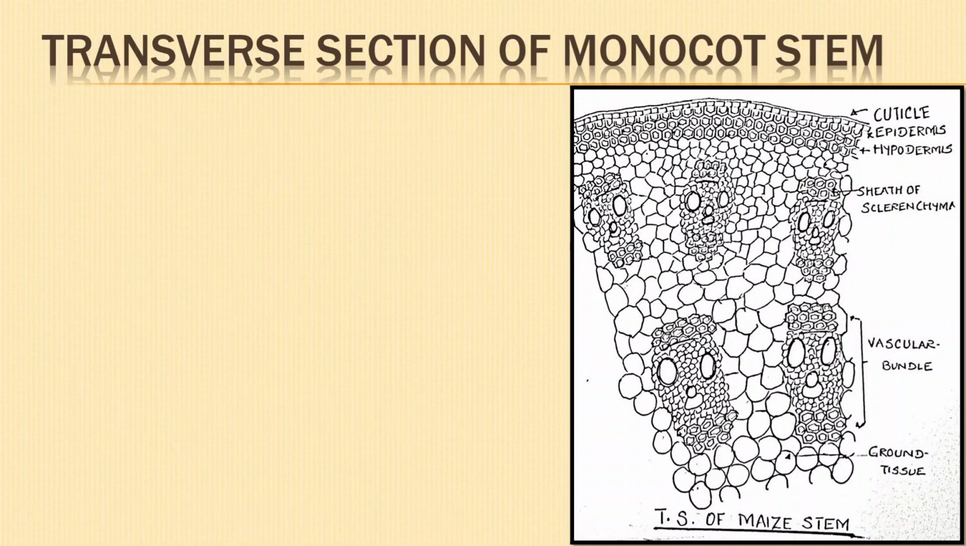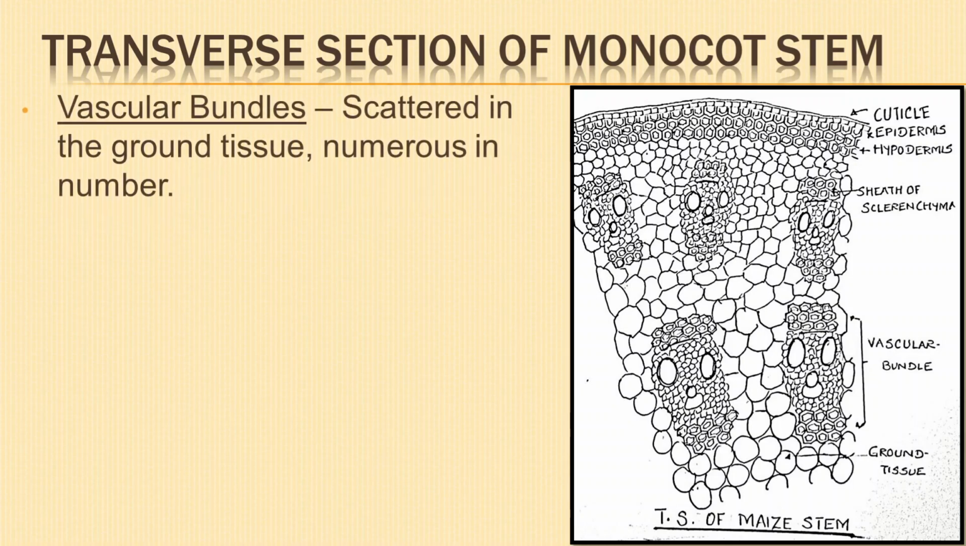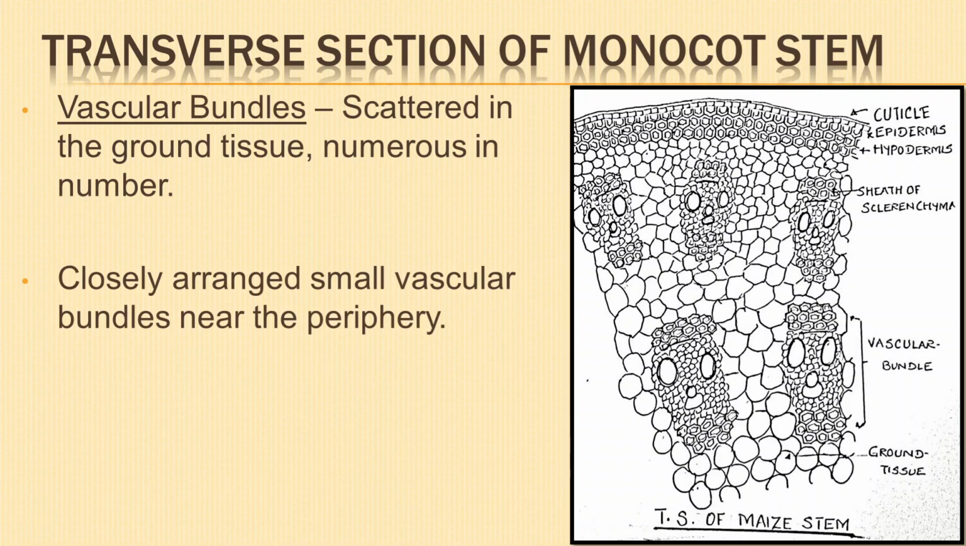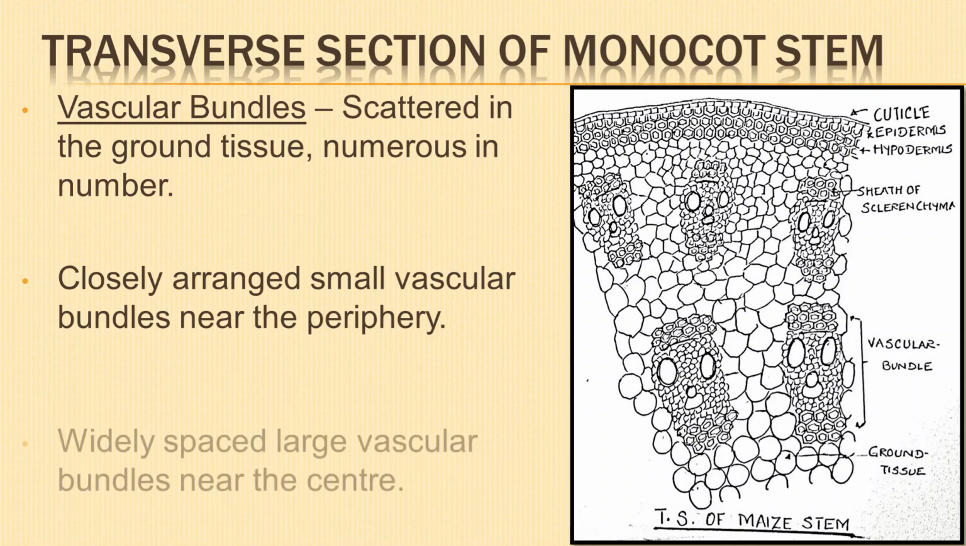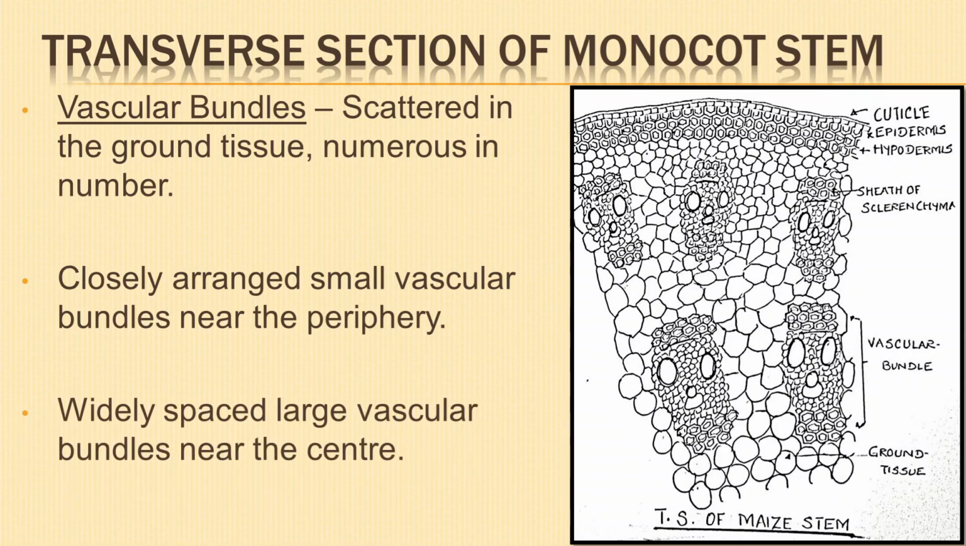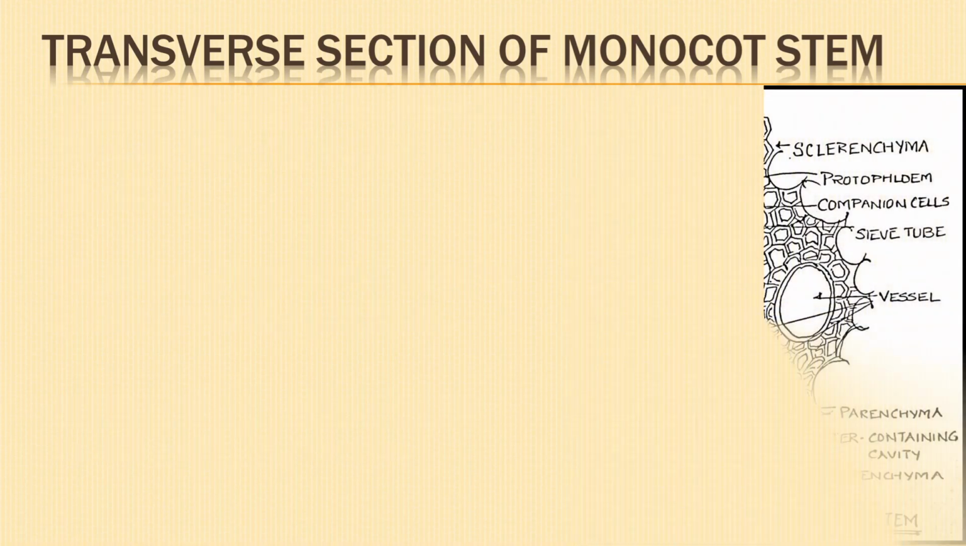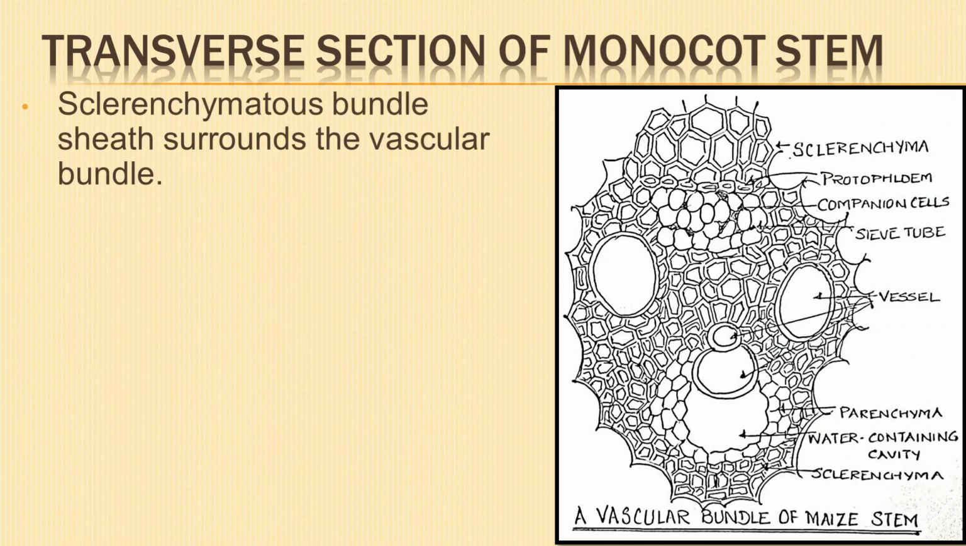Vascular bundles. In monocot stem, the vascular bundles are found scattered in the ground tissue. They are numerous in number. Near the periphery, the vascular bundles are small and lie very close to each other. Near the center, the bundles are larger in size and are widely spaced. A bundle sheath made up of sclerenchyma cells is present which surrounds the vascular bundles.